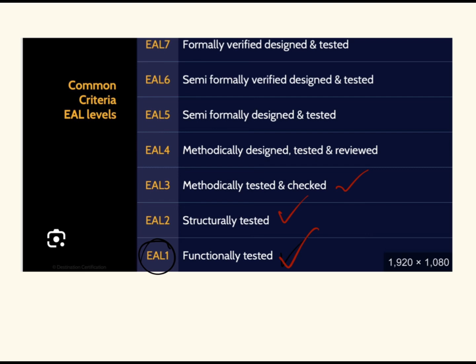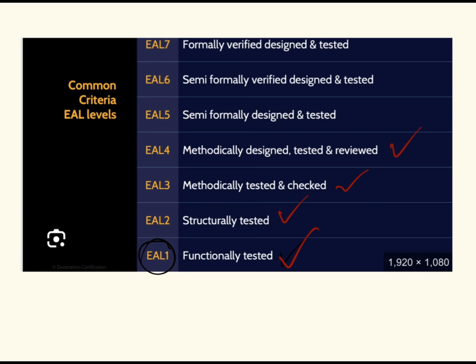Third one is methodically tested and checked. So for example, enterprise VPN gateways, authentication servers. So we can test structure, control the testing environment, documented security functions, mid-level assurance, reasonable confidence.